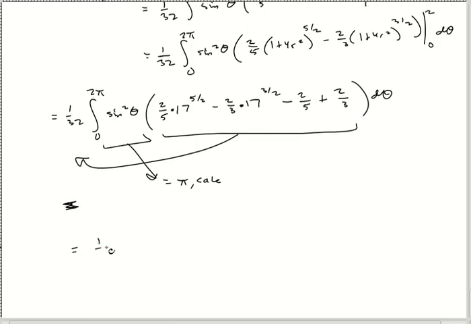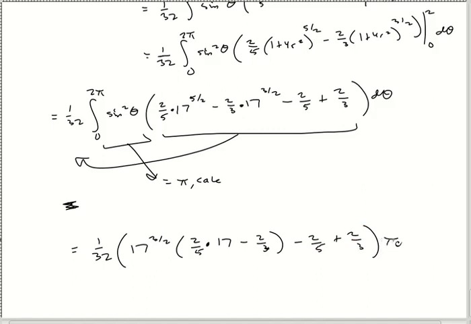Here we go. 1 over 32. And then I've got this huge mess. You could simplify a little bit. You can pull out a 3/2 from the first two. So 2/5, and then what's left over here is a plain old 17. And then we've got the 2/3, but only for those two. And then we still have a minus 2/5 and a plus 2/3. And then times pi, essentially now.